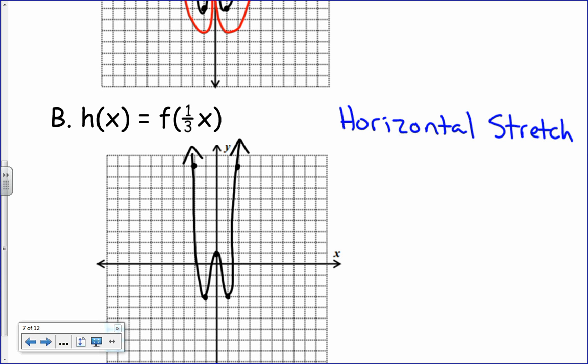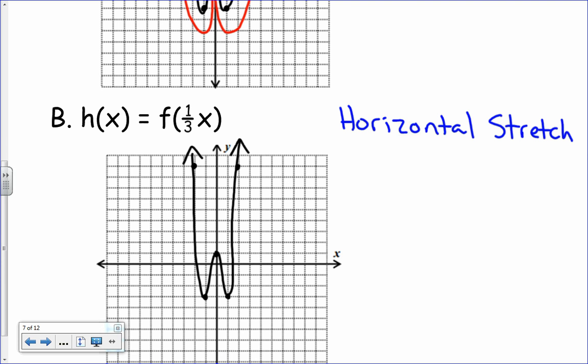And remember, inside, how do we think? Insane. It is. But it was outside. Outside we think normal. Inside is insane, right? Yes. All right, so look, listen. 1/3 times x, it's multiplied. That's what makes it a stretch or compression. Since it's 1/3 inside, it's horizontal stretch because we think backwards.